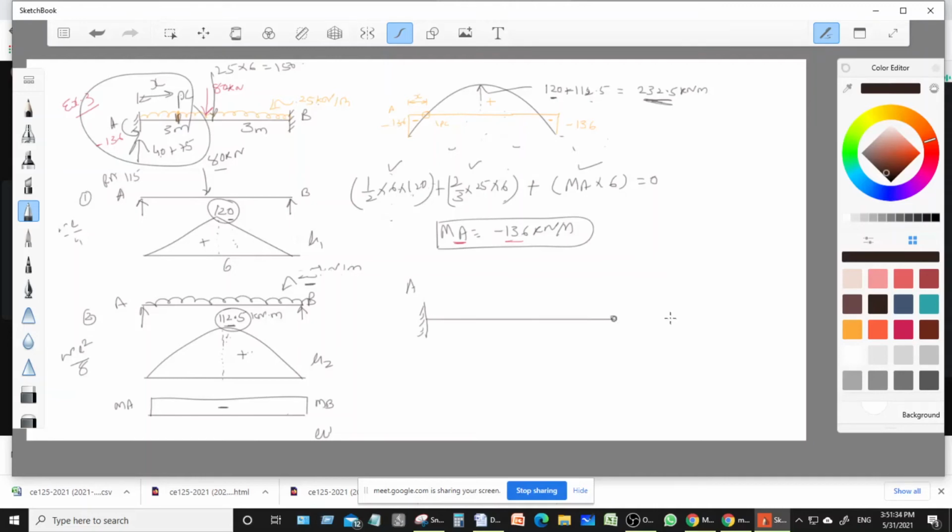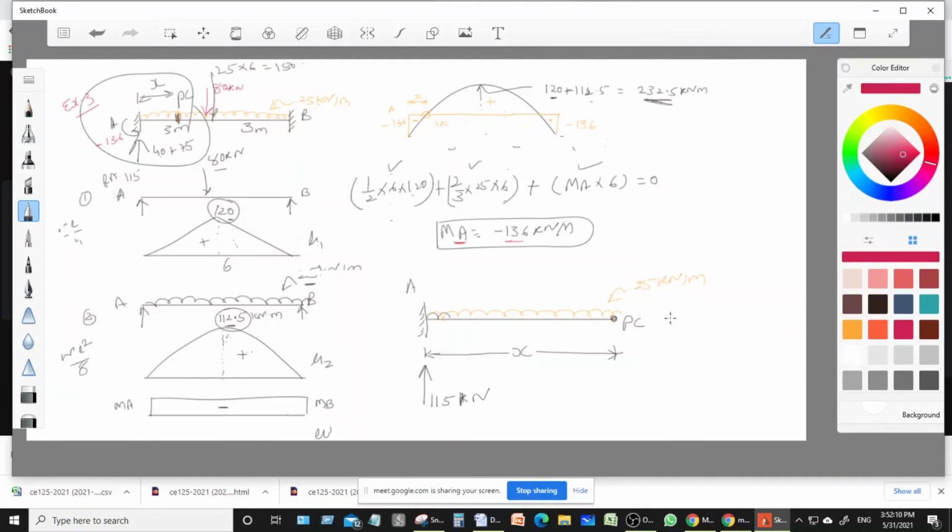Here you have the PC, and it is subjected to UDL loading, 25 kilonewton per meter. And the PC is acting at the distance of x from the support A. Now look at the support A. At support A, you have the total reaction 115 kilonewton, that is the RA.